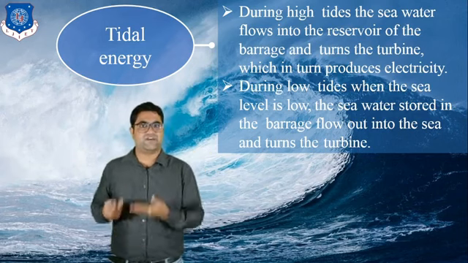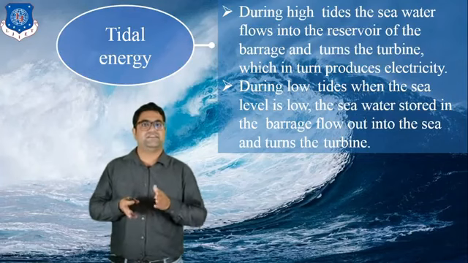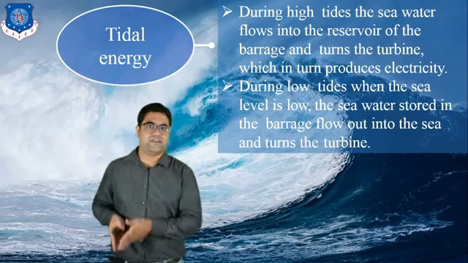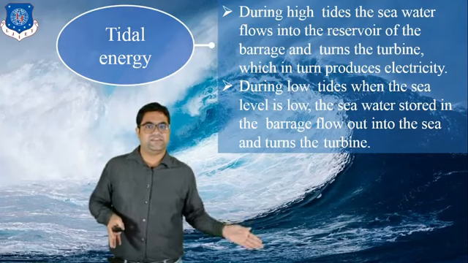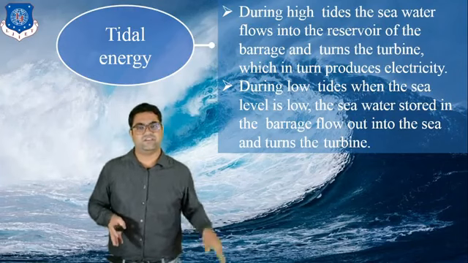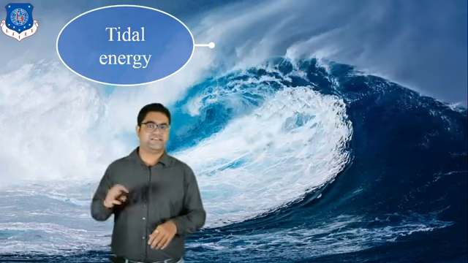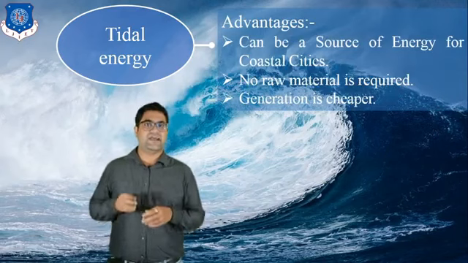Now, during the low tides, what happens? When the sea level falls, the water which is stored in the barrage flows out into the sea, and it also rotates the turbine, so we can get electricity from it. This is how we can use tidal energy.